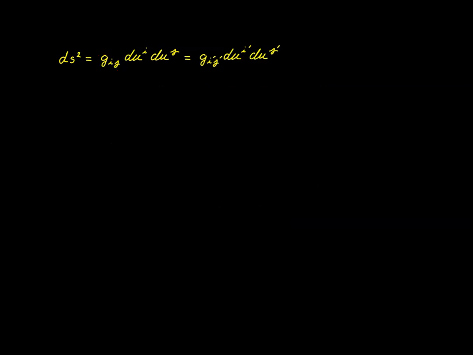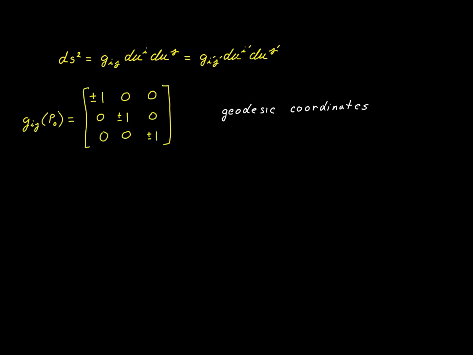One of the most important properties of a space with this type of metric is that at any point it's possible to derive and transform to what we call geodesic coordinates. Geodesic coordinates are those for which the metric tensor consists of plus or minus ones down the diagonal with zeros everywhere else. This should remind you of Riemann normal coordinates, which we introduced in video 83. What we have here is the same thing, except for the fact that the diagonal elements may be either positive or negative.